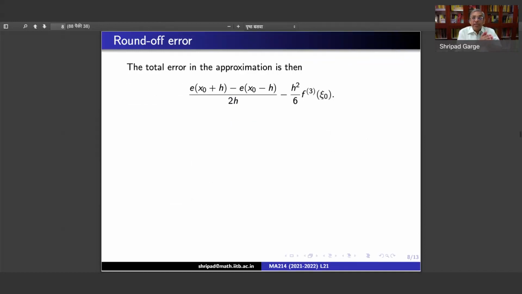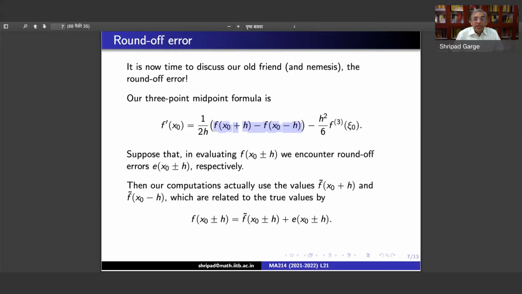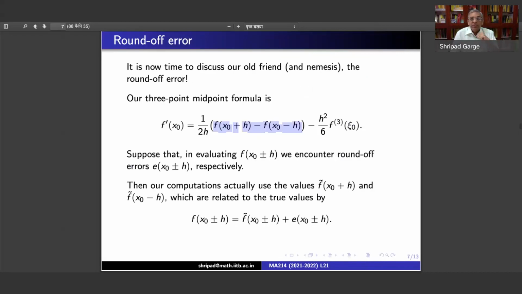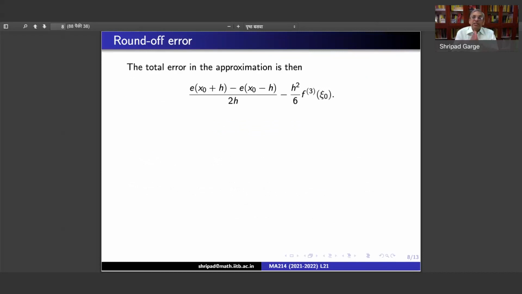Okay, so you have e of x naught plus h minus e of x naught minus h. It will come with a minus sign because our highlighted formula tells you that the x naught minus h function value is coming with a minus sign. So this is e of x naught plus h minus e of x naught minus h, whole thing divided by 2h, which was the 2h coming from our formula already, minus the truncation error. This is the whole error that we will be working with. We need to give some estimate for this.